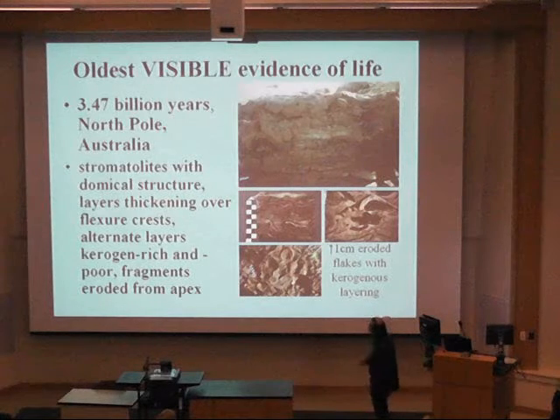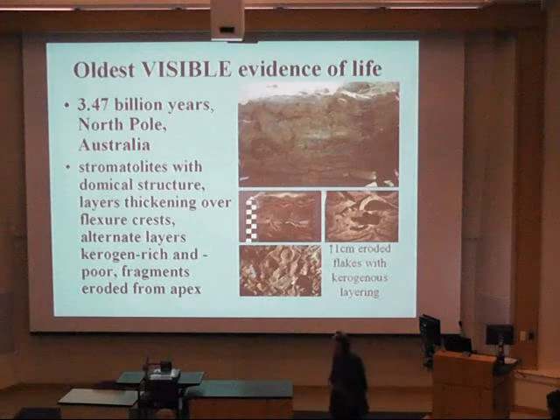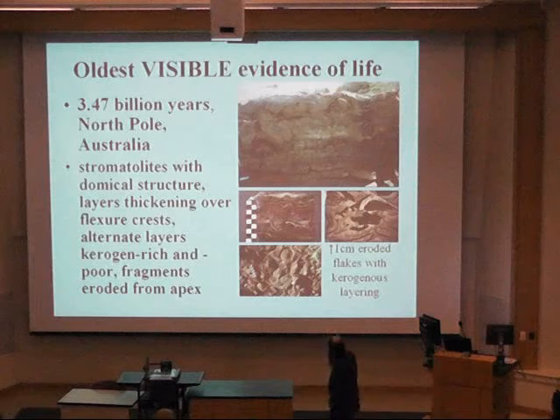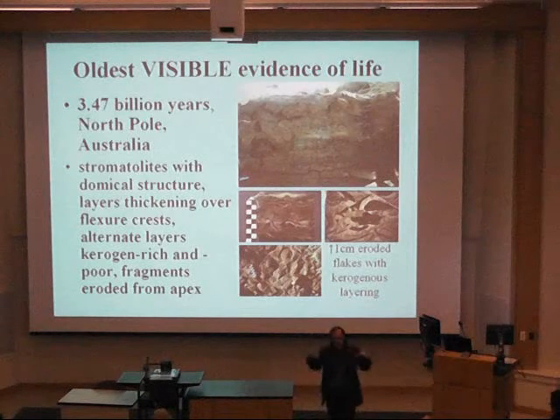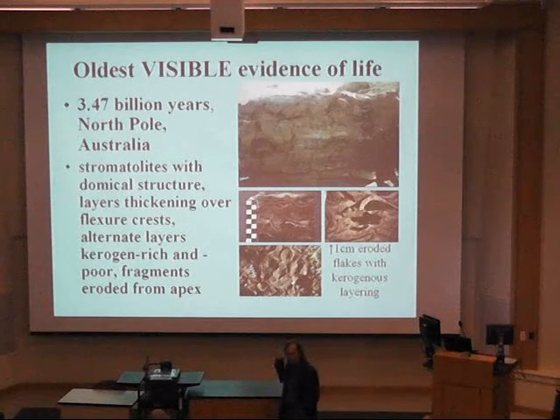In between the domes, you get little flaked up bits that have desiccated from the top that contain layers of organic matter in them. And this is what they look like looking down on them. They look exactly the same as modern stromatolites that grow together. So this is the oldest visible evidence of life on Earth.